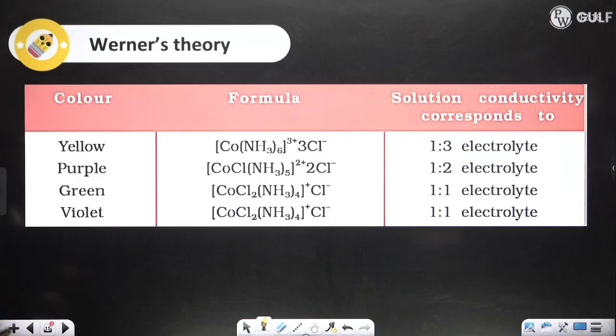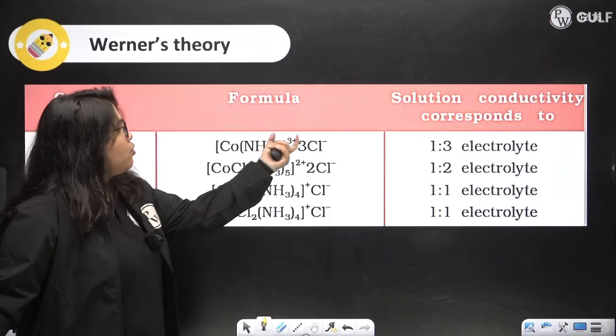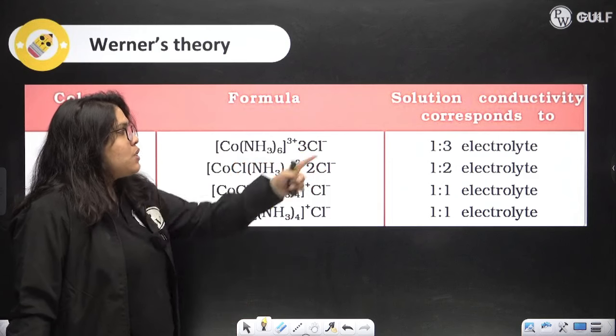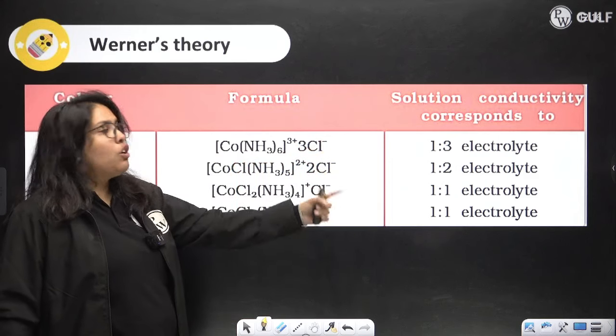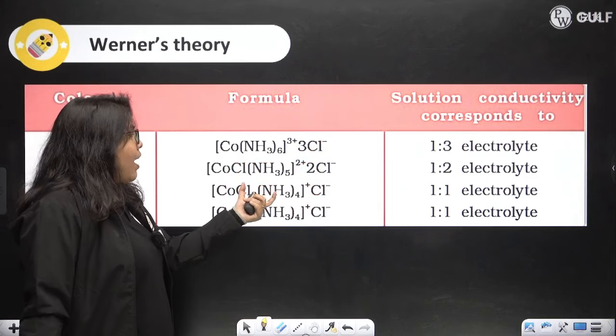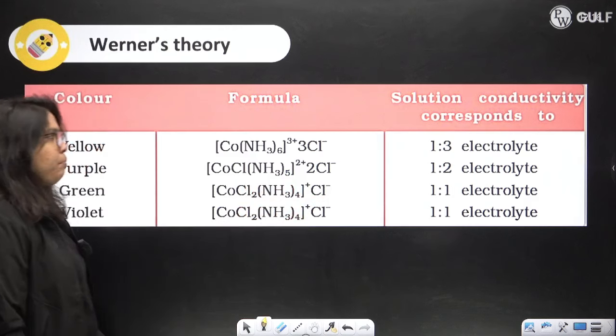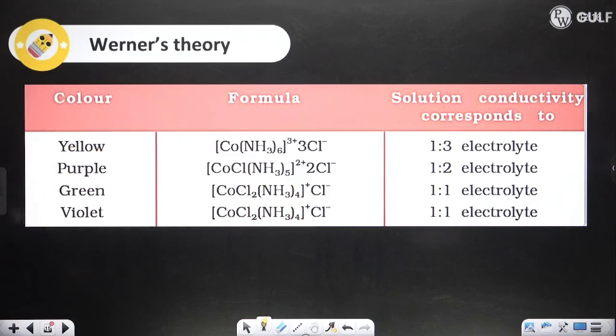And you can look at it. You can look at the dissociation. 1:3. 1:2. This 1 is basically determining the coordination entity. 1:1, 1:1. Please have a look. And yes, they have different colors: yellow, purple, green, and violet.